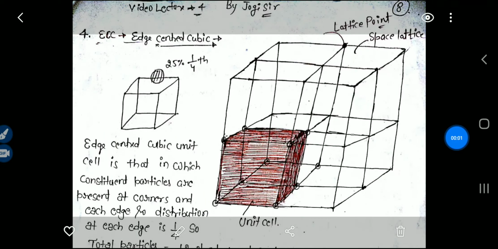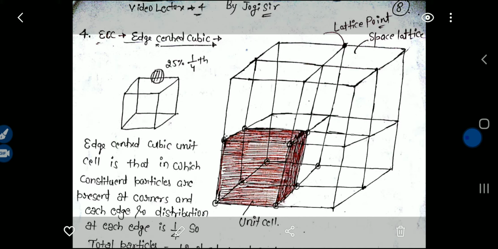Hello students. In previous topics we discussed the types of cubic unit cell that were SCC, BCC, FCC. One more type, that is the fourth one, that is ECC. ECC means edge center cubic. What is this edge center cubic?